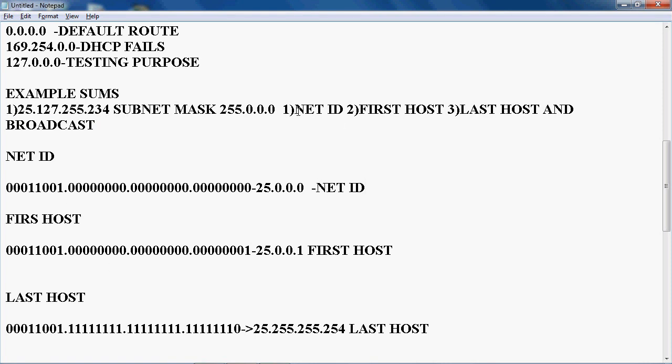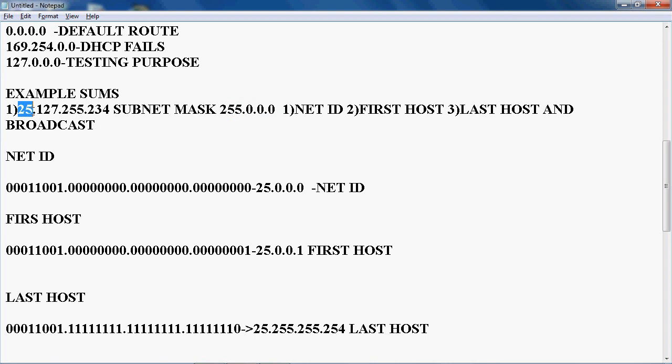So how to find out the net ID: first of all, the given IP address is 25.127.255.234 and the subnet mask is 255.0.0.0. That means the first 8 bits are the net ID, and it should be constant. If it is the net ID, it should be constant. Next, the last 24 bits are the host ID. If it is the host ID, it can be changed randomly. Okay, so the first 8 bits are the net ID.